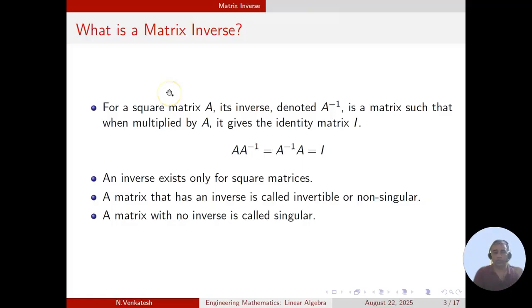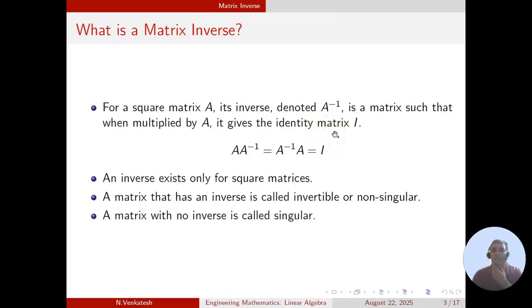And so, what is an inverse of a matrix? For a given square matrix A, the inverse, which is denoted by A power minus 1, is a matrix that when multiplied with A, that is A into A inverse or A inverse into A, we should get an identity matrix. That matrix we call the inverse of the given matrix.